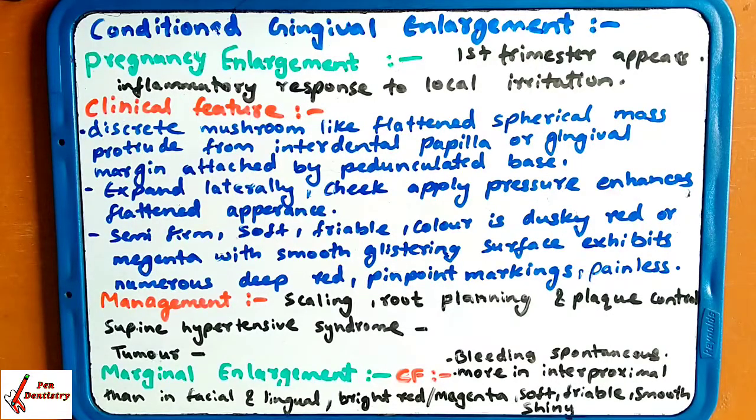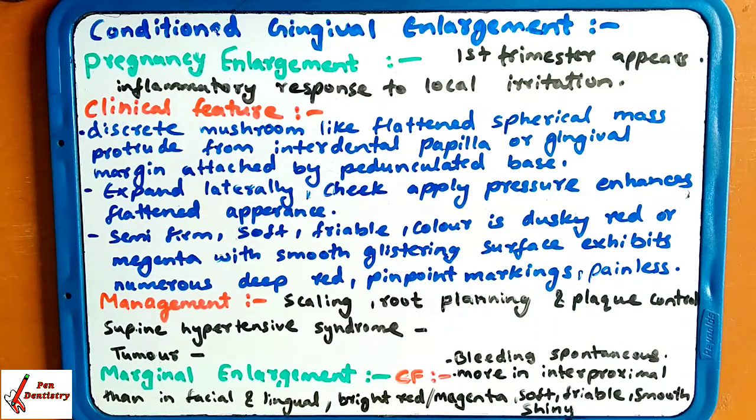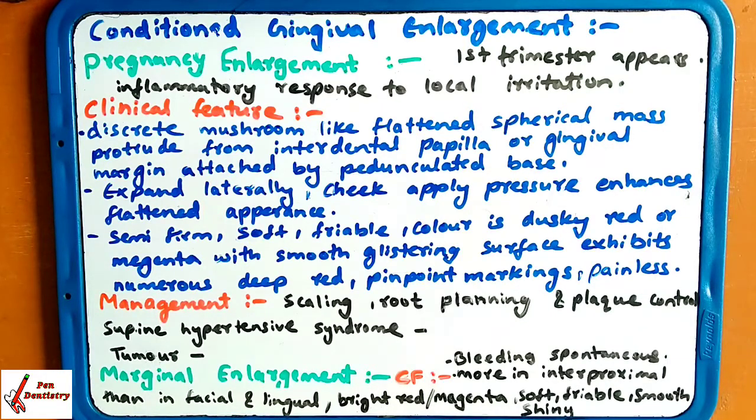The next topic is conditional gingival enlargement. Here the condition is there, and because of that the enlargement is taking place. That is pregnancy, sometimes puberty, sometimes vitamin C deficiency and plasma cell gingivitis, and sometimes it is non-specific conditional enlargement. Any specificity is not there.